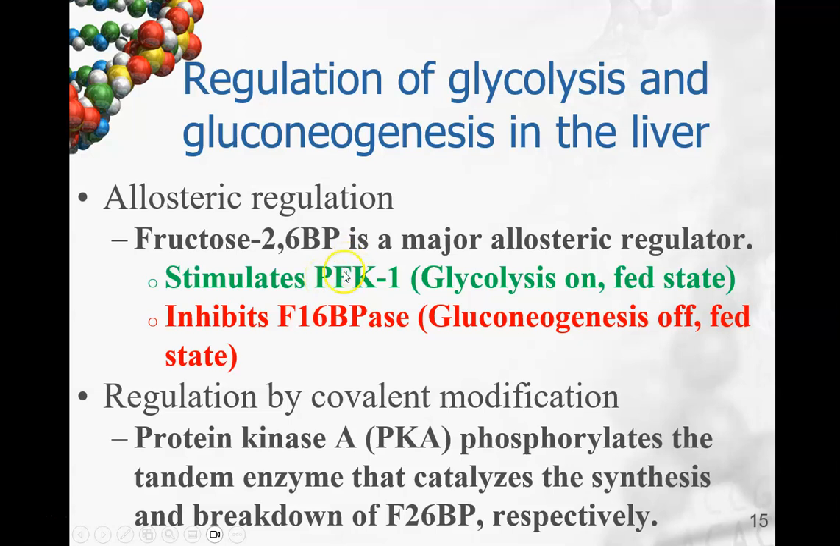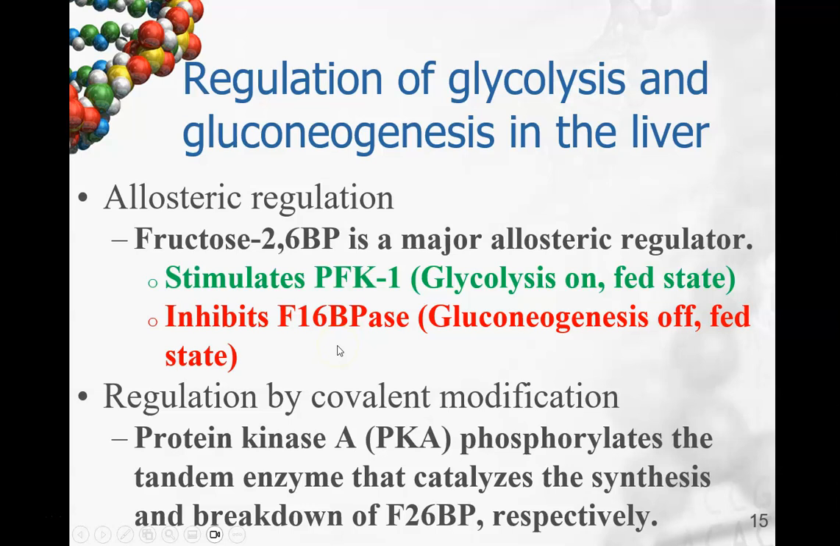So fructose 2,6-bisphosphate will stimulate PFK1, glycolysis will be on, in the fed state in the liver. And it also inhibits the fructose 1,6-bisphosphatase. So gluconeogenesis will be off in the fed state, because in the fed state, you shouldn't be making glucose because you have glucose in your diet. So that's one way, by allosteric regulation.